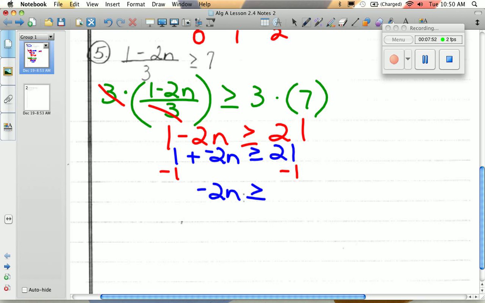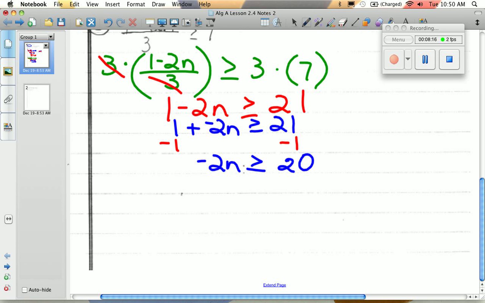Do we ever have to worry about reversing the symbol when we're adding and subtracting? No. Did we need to go back and think about whether we needed to reverse the symbol when we multiplied by 3? No. Why not? Because we multiplied by a positive, not a negative. Okay, so what's 21 take away 1? 20.